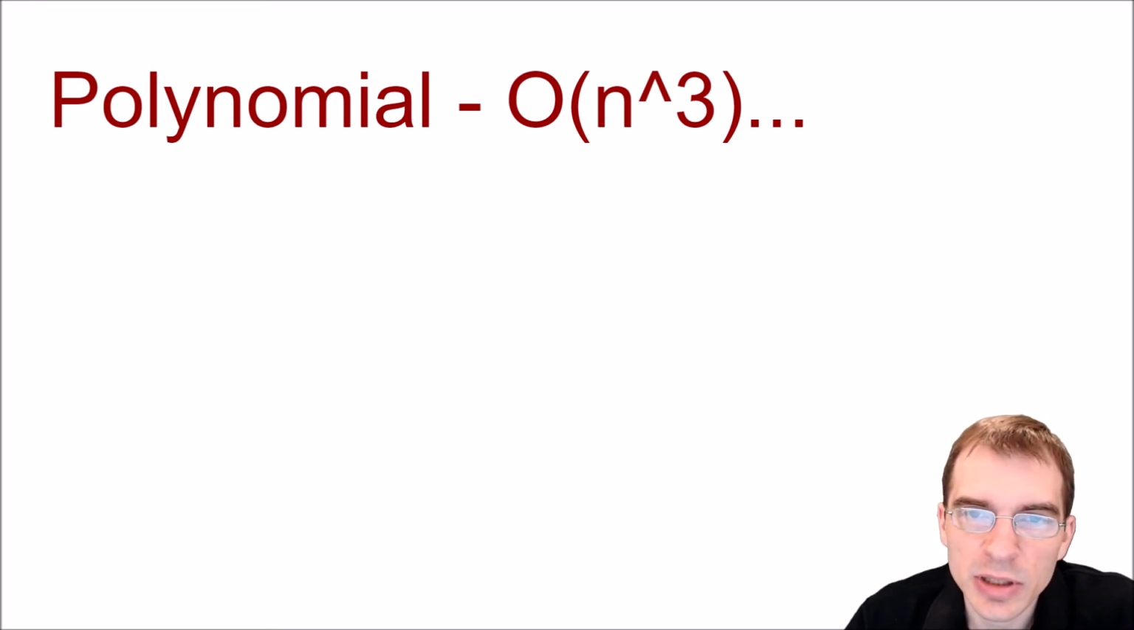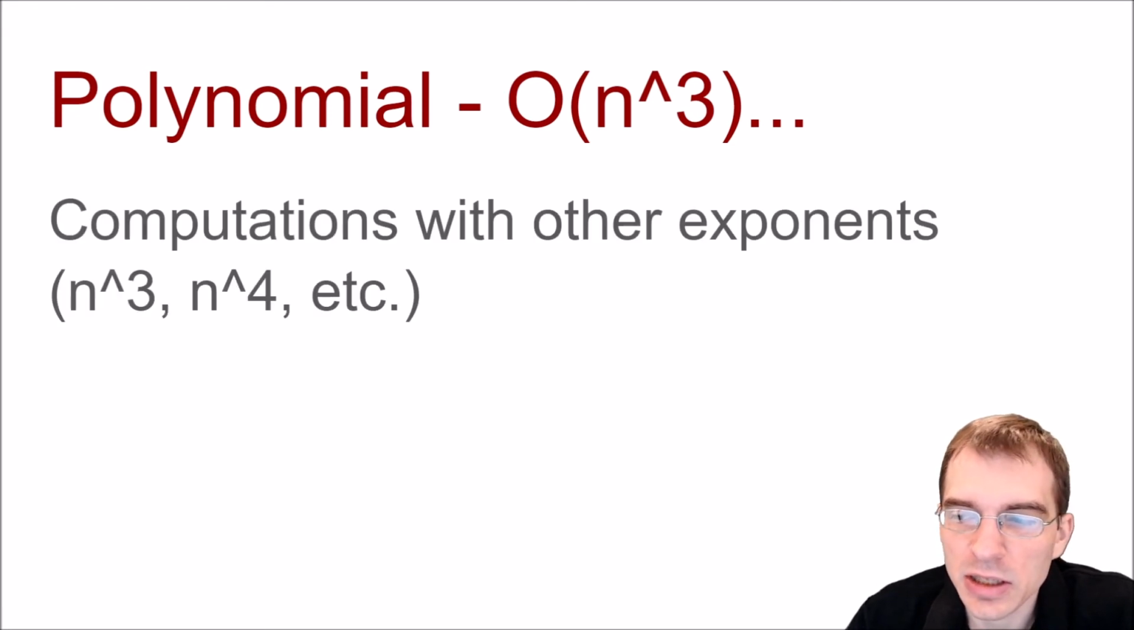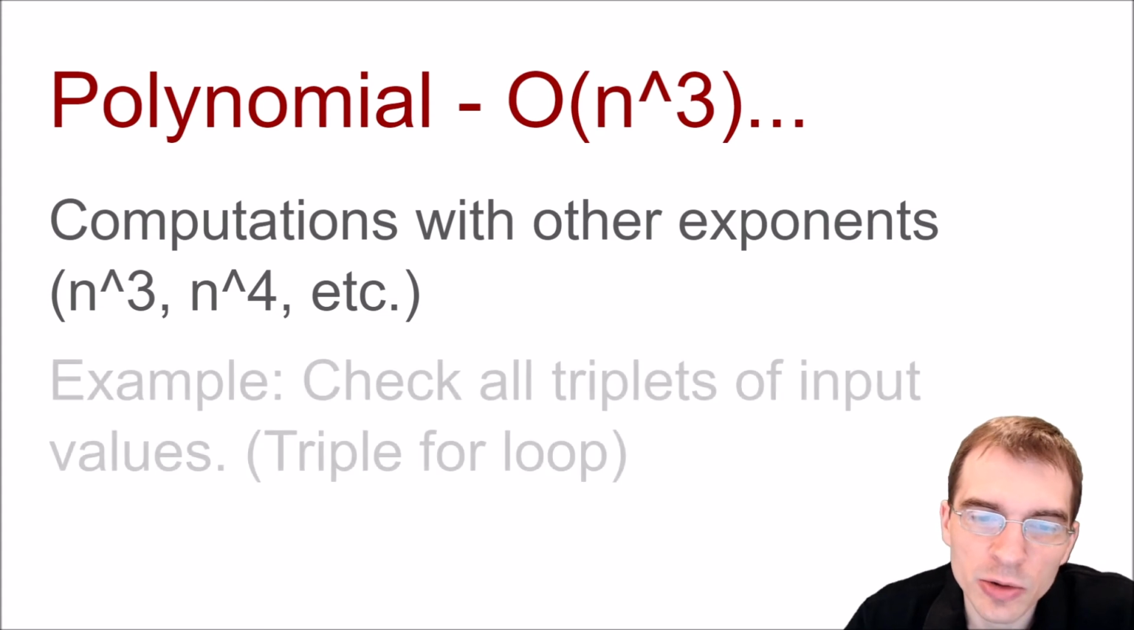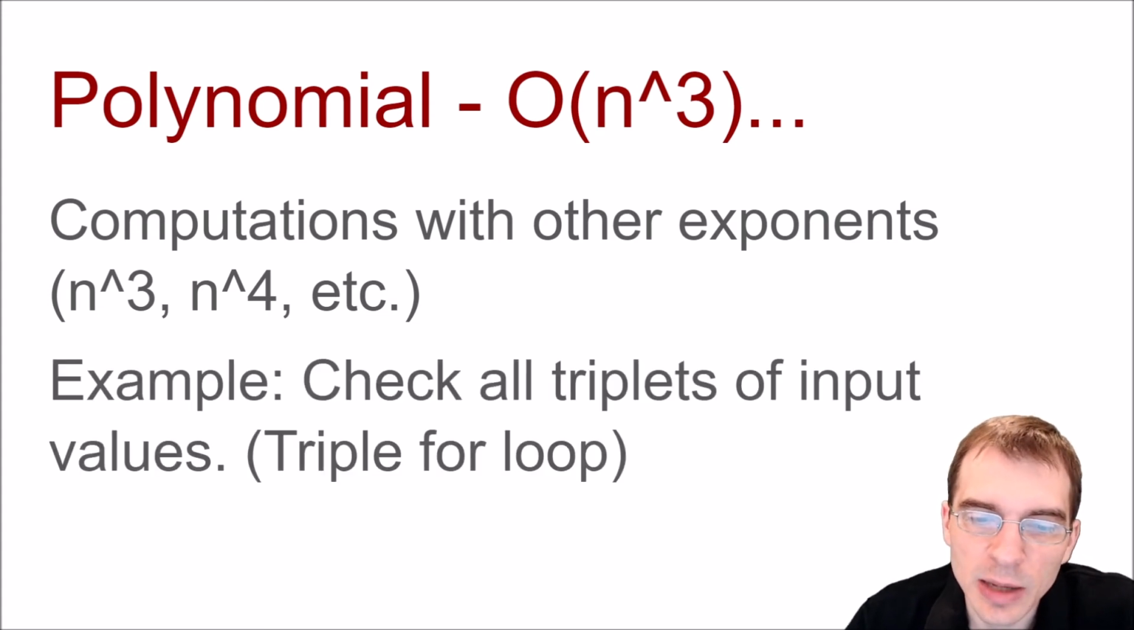So if you have something that's on the order of n cubed, that would be a polynomial of order 3. And you can have things that are even worse than that, for instance, to the fourth, to the fifth, etc. An example of a polynomial algorithm, or a cubic one in this example, is to check all the triplets of a given input. In this case, we might use a triple for loop in code to do that.